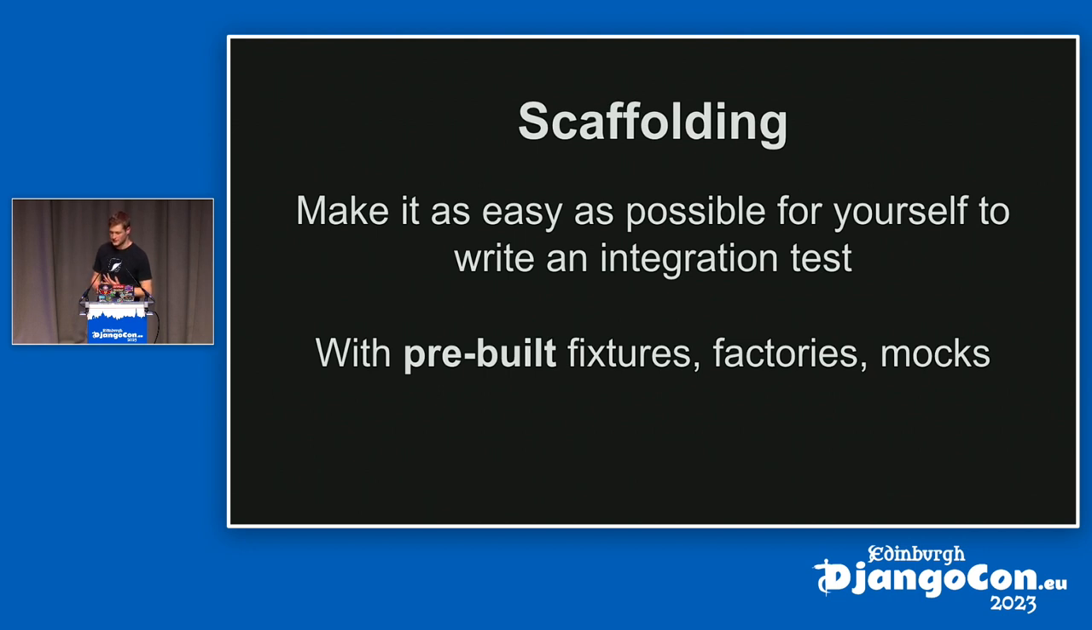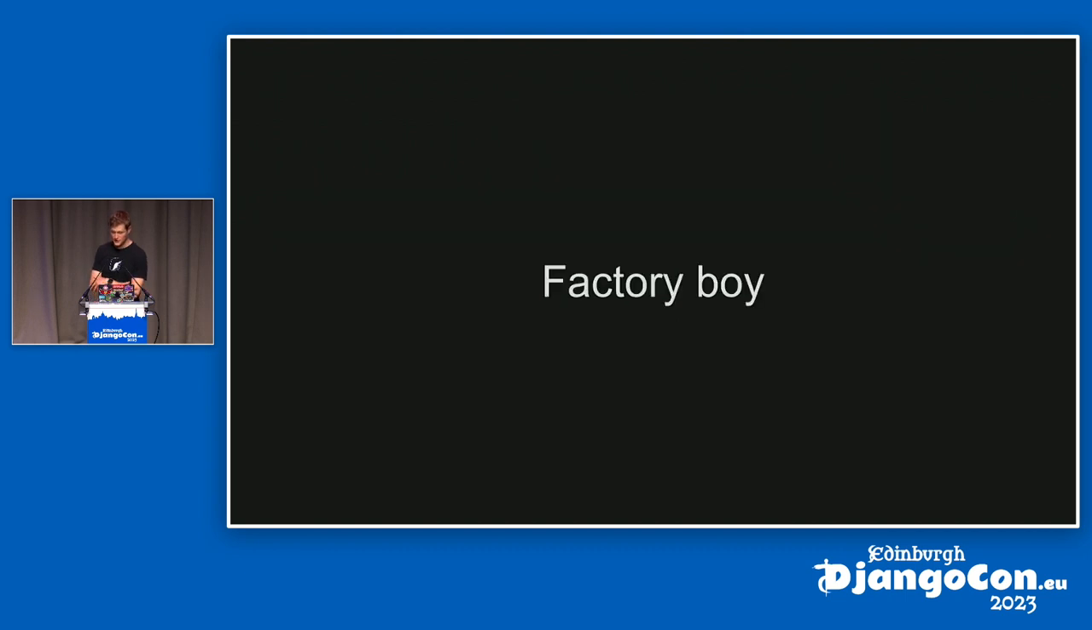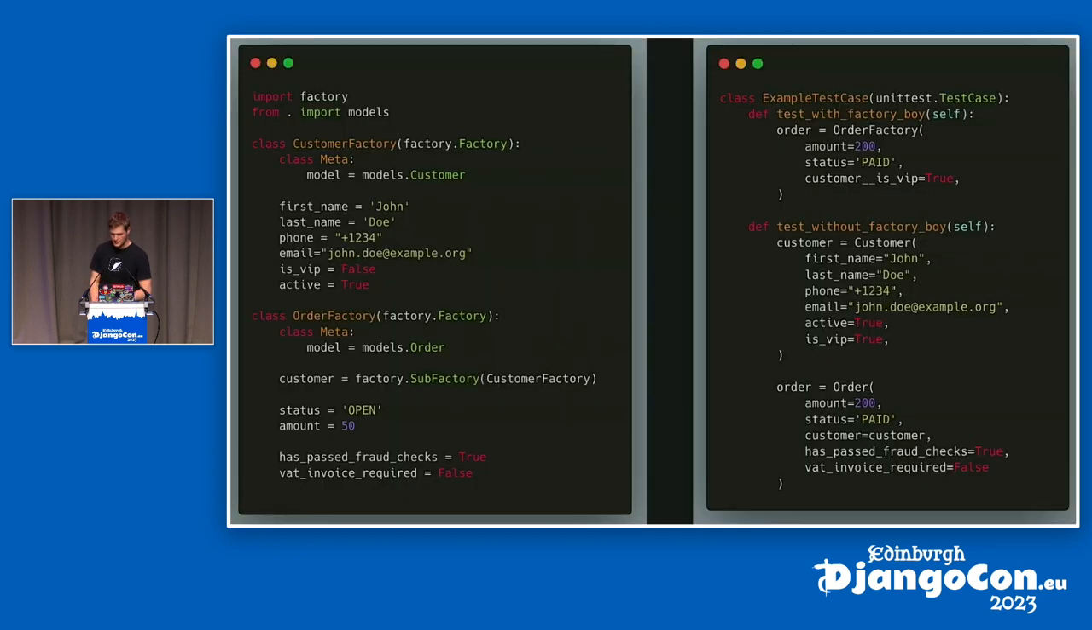So let's talk about how we can do this. All right, the first one is Factory Boy, and essentially these custom factories. I think this will be familiar to some of you, but as an example here, we have the Factory Boy setup on the left. Essentially, what this lets you do is set up a bunch of defaults for all of the models, really, that you make use of in your tests.